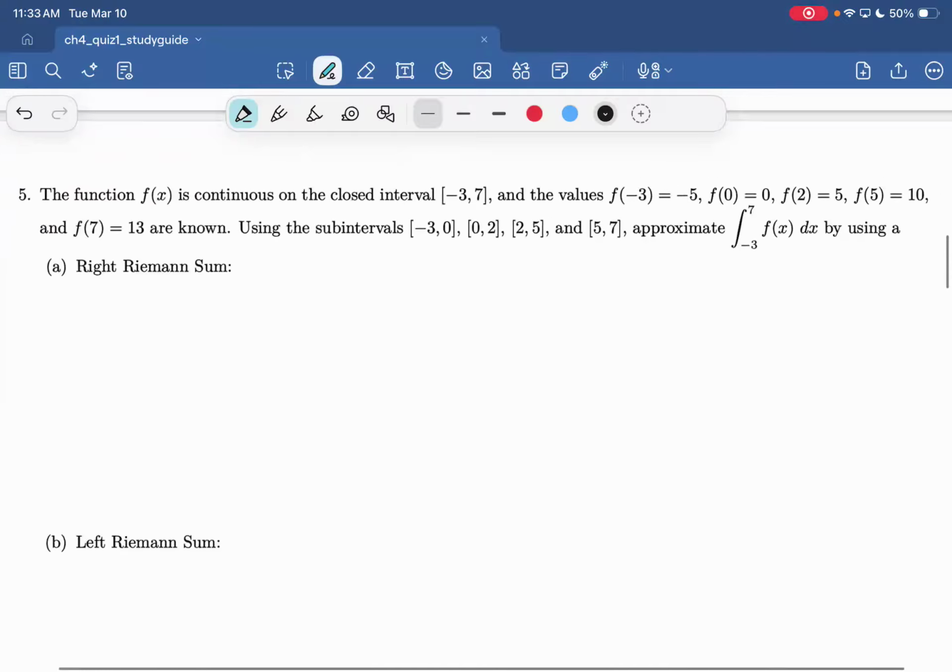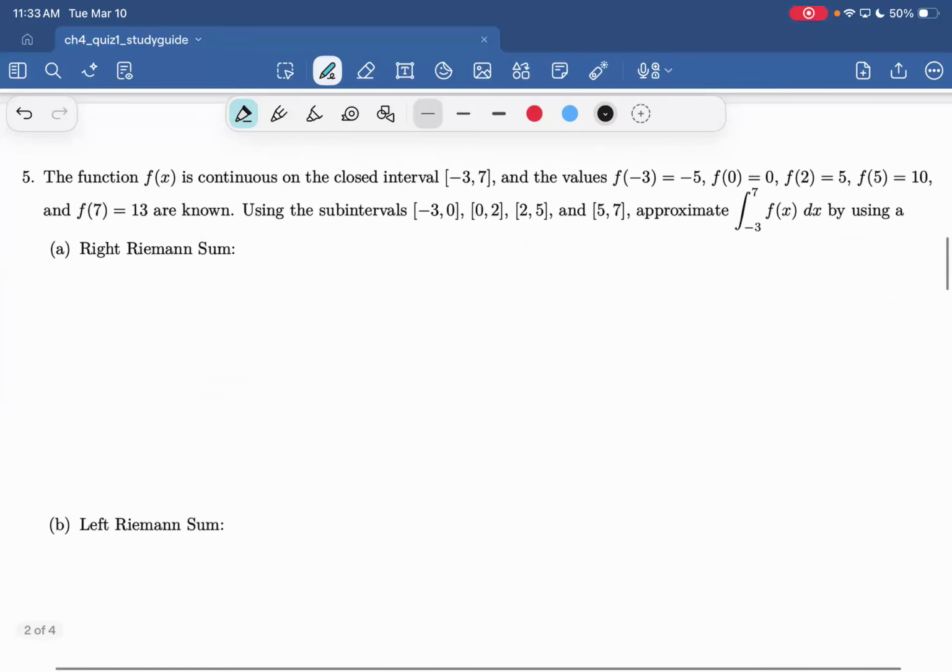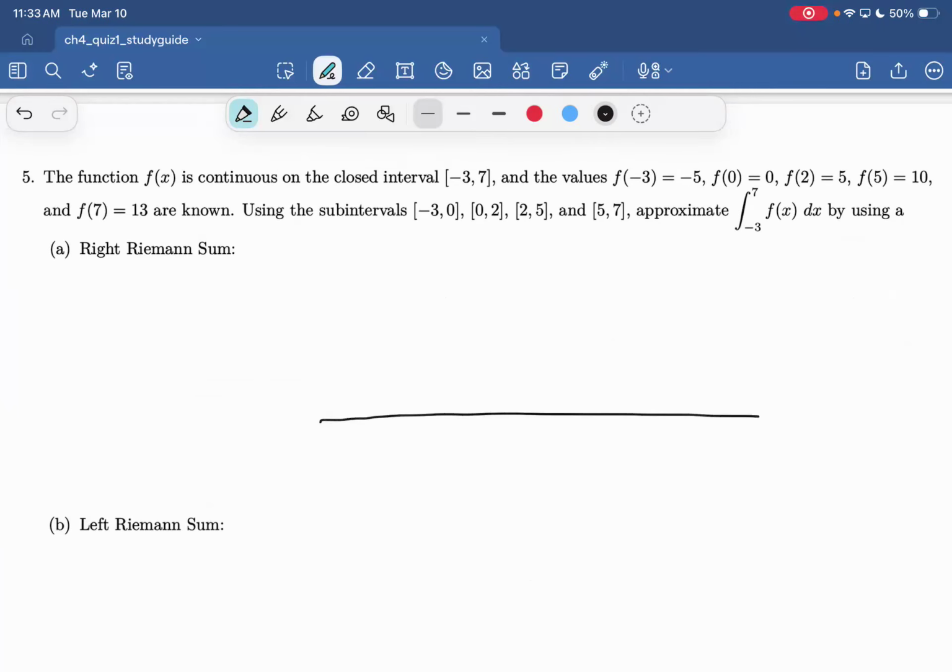Fifth question, we're looking at Riemann sums here. And we're looking at this function along this closed interval. So let me draw it out. It's always very helpful to draw the function on the graph first. We're looking at the interval from -3 to 7.